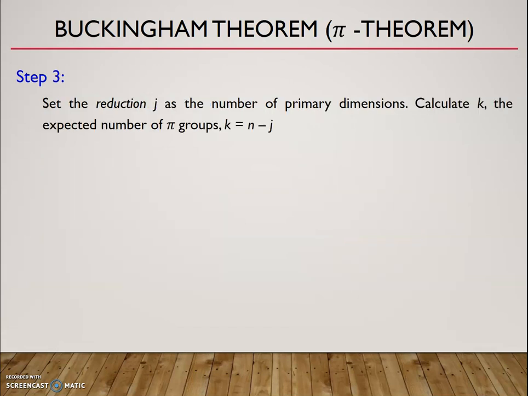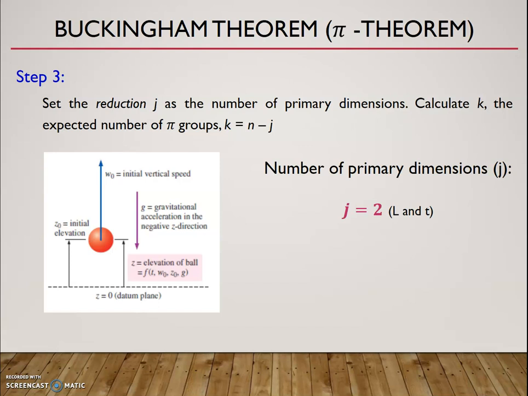Then after listing down the dimensions of all the variables, we can calculate the number of pi groups, or the number of non-dimensional groups. For that, first we have to find the number of primary dimensions involved in the problem. Then subtract that number from the total number of variables. The result gives you the expected number of pi groups. In this particular example, only length and time are involved as primary dimensions, so the number of primary dimensions is 2. That's j is equal to 2. Taking the difference between the number of variables, that's 5, and the number of primary dimensions, that's 2, we get the expected number of pi groups for this example as 3. That's k is equal to 5 minus 2 equals 3.